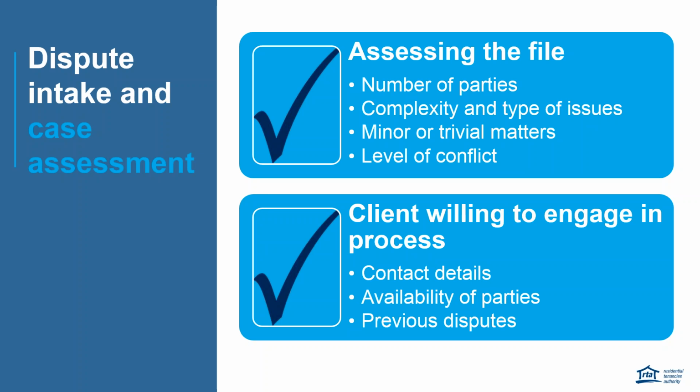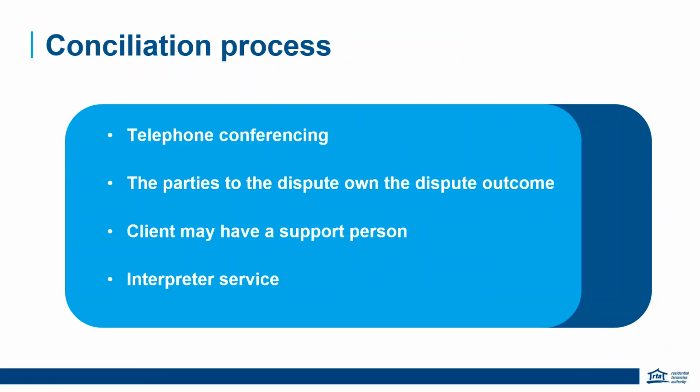We're looking at contact details. So again, it's very important that tenants always make sure that we have their full details, the availability of parties, and whether there have been previous disputes on the matter or it's a new matter. For the conciliation process, we have a flowchart available on our website for our dispute process, and that also, as I said before, includes matters that are unsuitable.